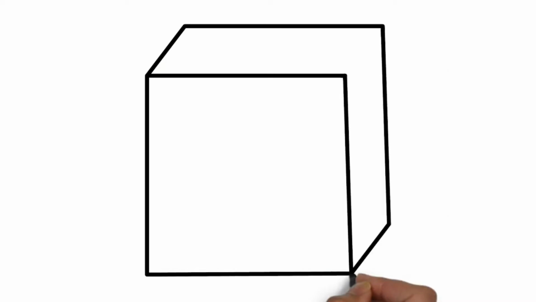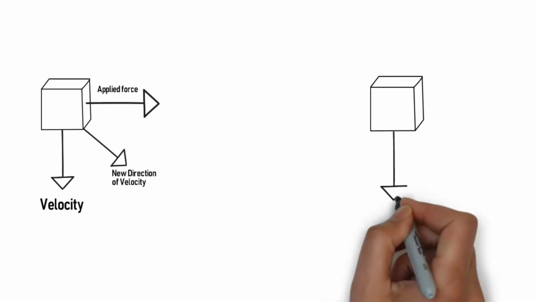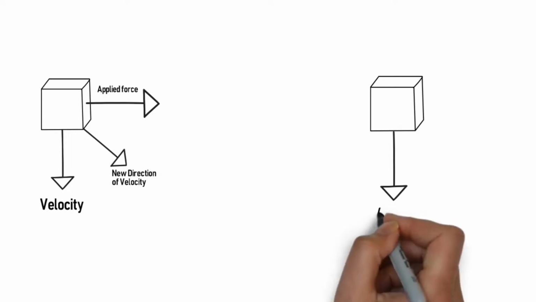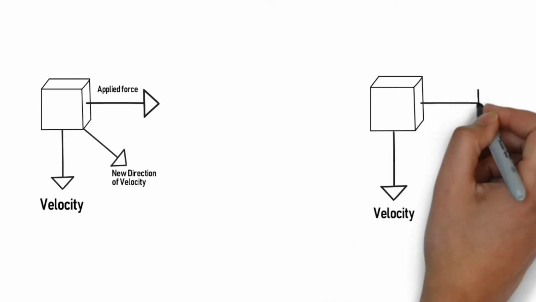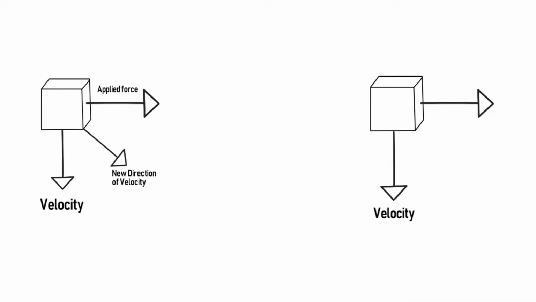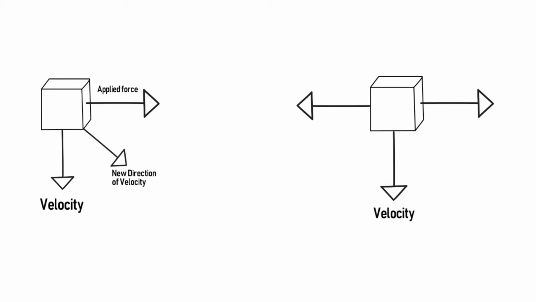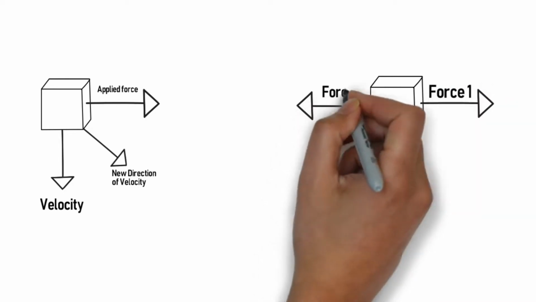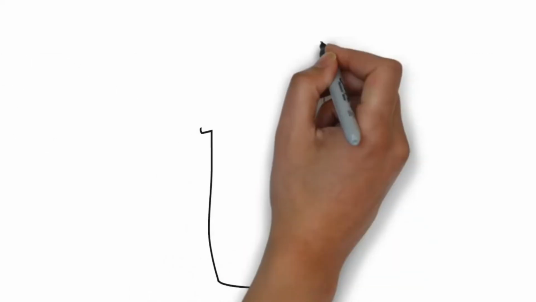So now let's discuss another case in which the same box is moving in this direction, named as velocity direction. And in this case we are applying two forces which are exactly equal and opposite in direction. So because of that, both force 1 and force 2 will cancel each other and there will be no change in velocity direction. Now let's dive into the topic.